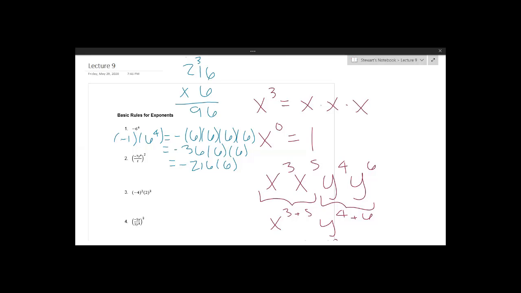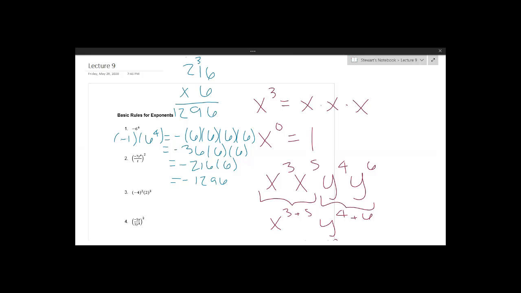Plus 3 is 9. 6 times 2 is 12. So we'd have all in all negative 1,296. And as you can see, raising something to a relatively seemingly low power like 4 can get pretty large fairly quickly.